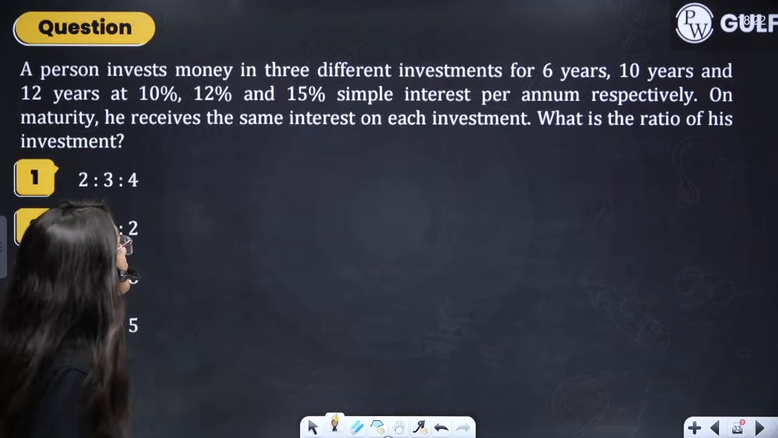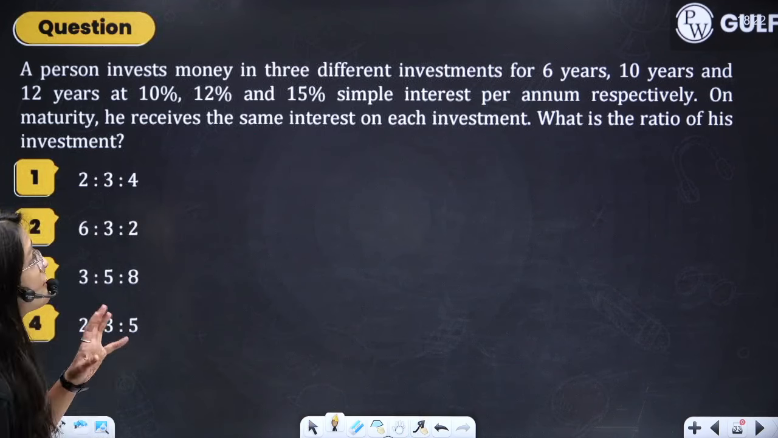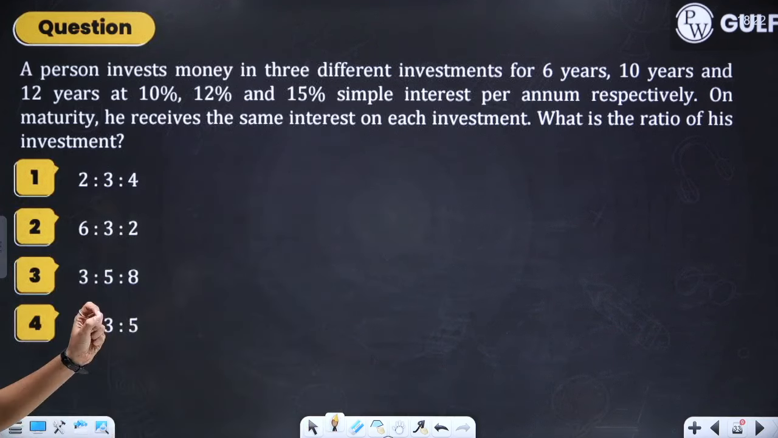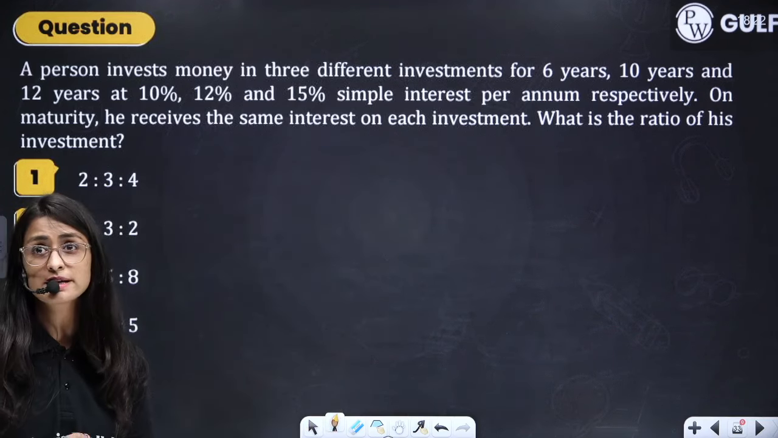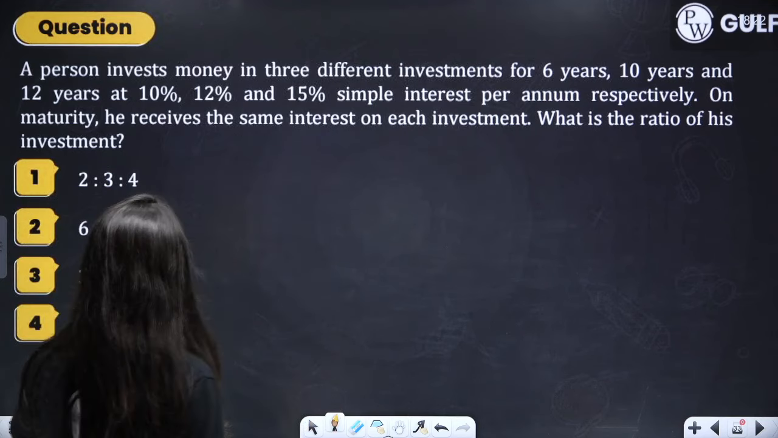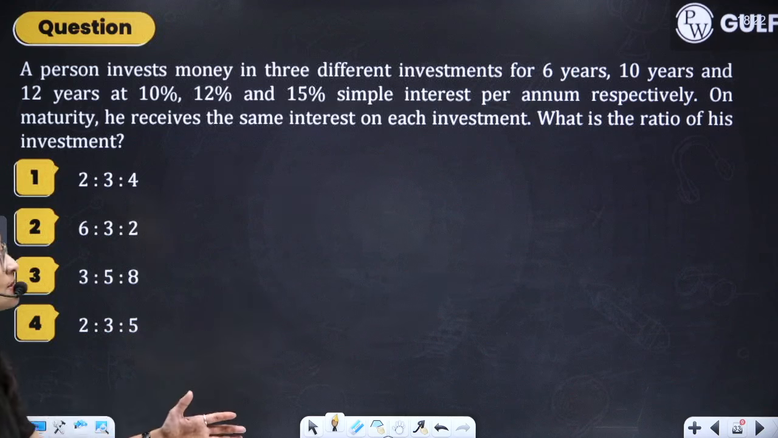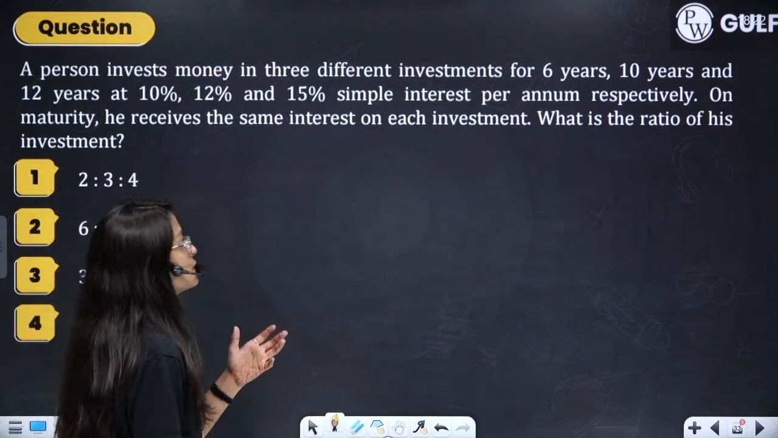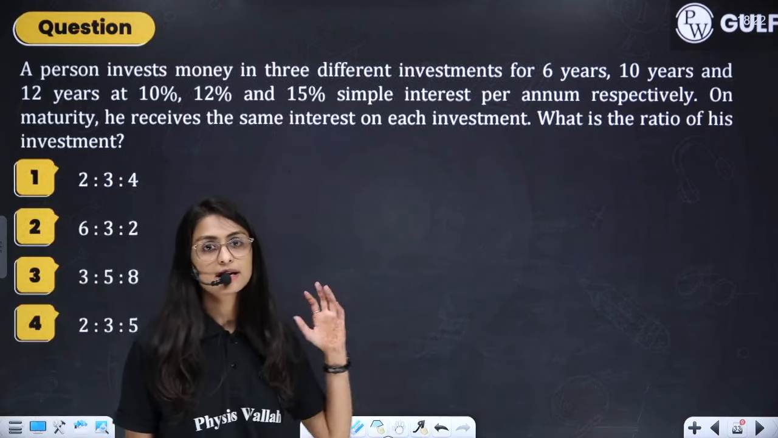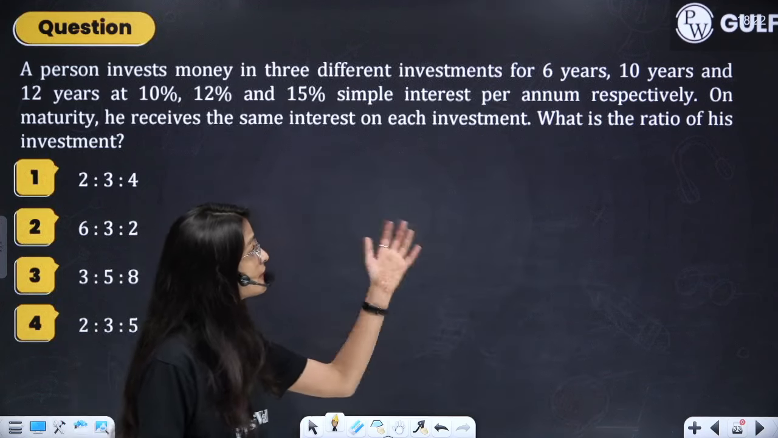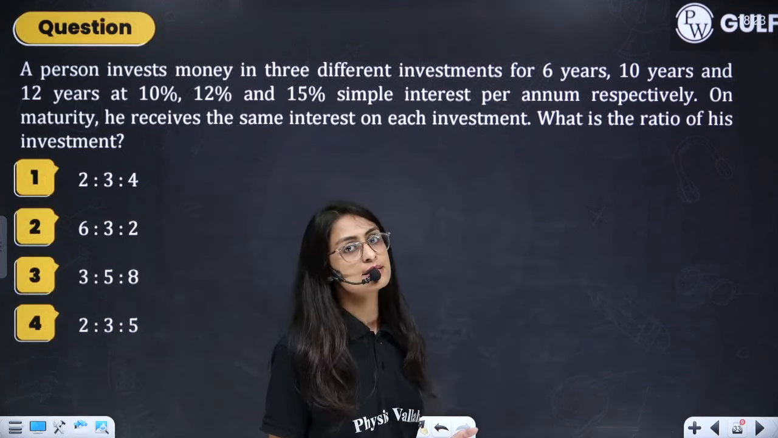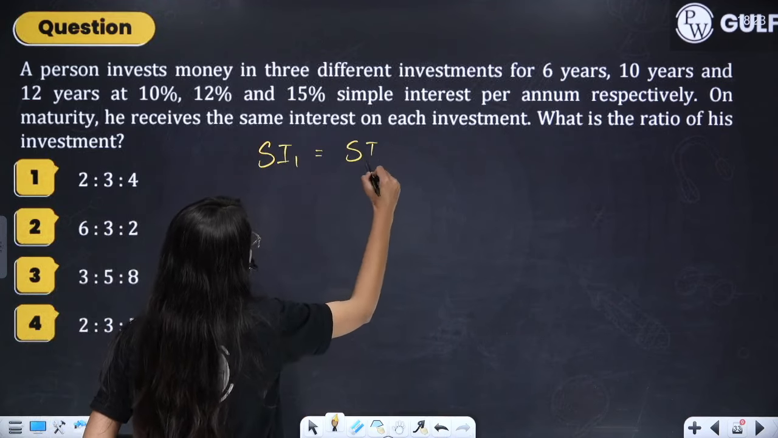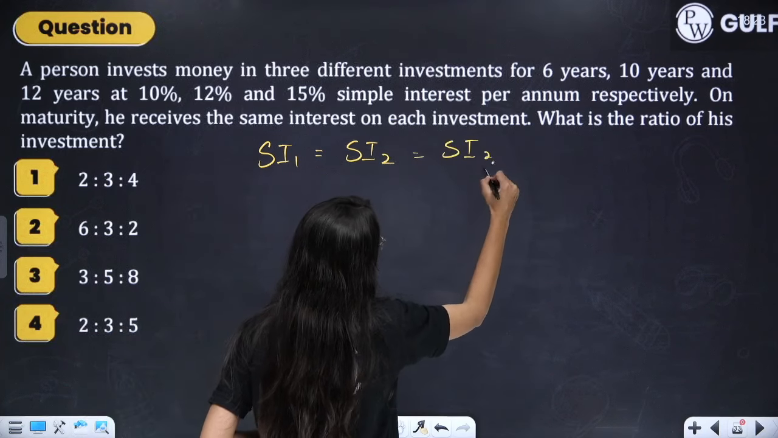Let's do it again. So a person invests money in 3 different investments for 6 years, 10 years, and 12 years at 10%, 12%, and 15% simple interest per annum, respectively. So on maturity, he receives the same interest on each investment. What is the ratio of his investment then? That means in all the 3 investments, he is getting equal simple interest. So first of all, I'll say SI1 is equal to SI2 is equal to SI3, right?